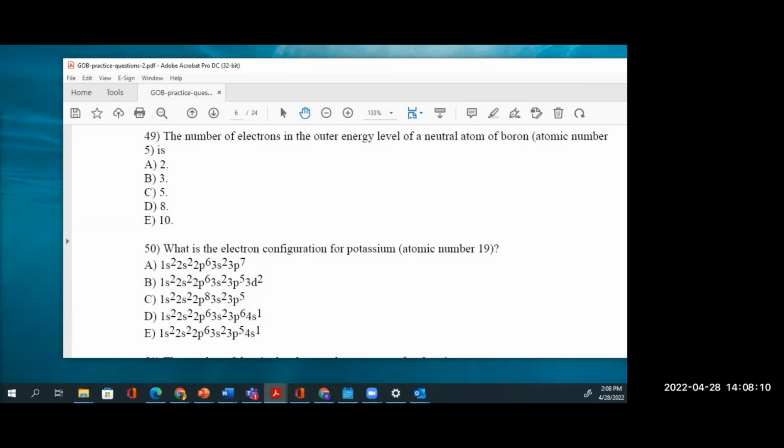Okay, the number of electrons in the outer energy level of a neutral atom of boron, atomic number 5, is... Did you say 3? Good job. Yes, that is correct. So, what is the electron configuration for potassium, atomic number 19?